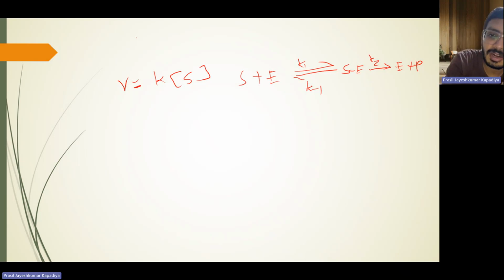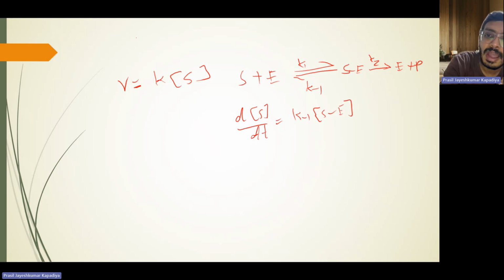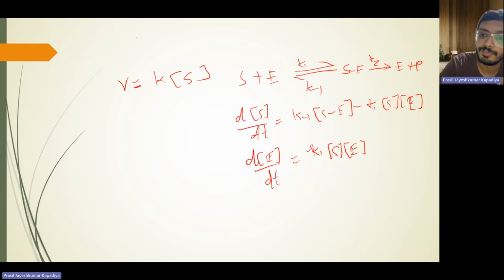If I write down the rate equation, how can I write that? dS by dt is equal to: S is forming from this one, so it is plus K minus 1 SE, because S is forming, and here S is consuming, so minus K1 S into E. Then my rate of enzyme, dE by dt, is equal to minus K1 S into E plus K minus 1 SE. Here also it is formed, so plus K2 SE.